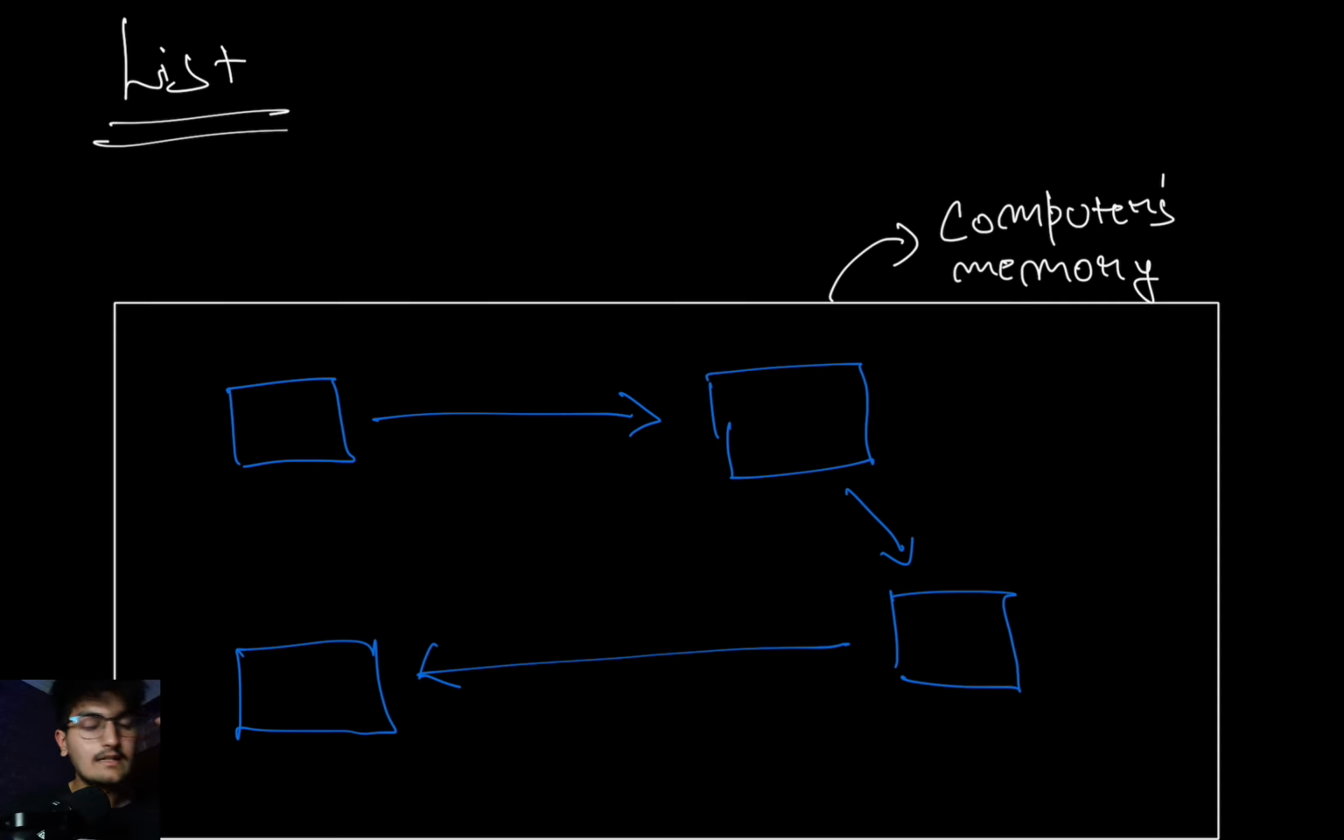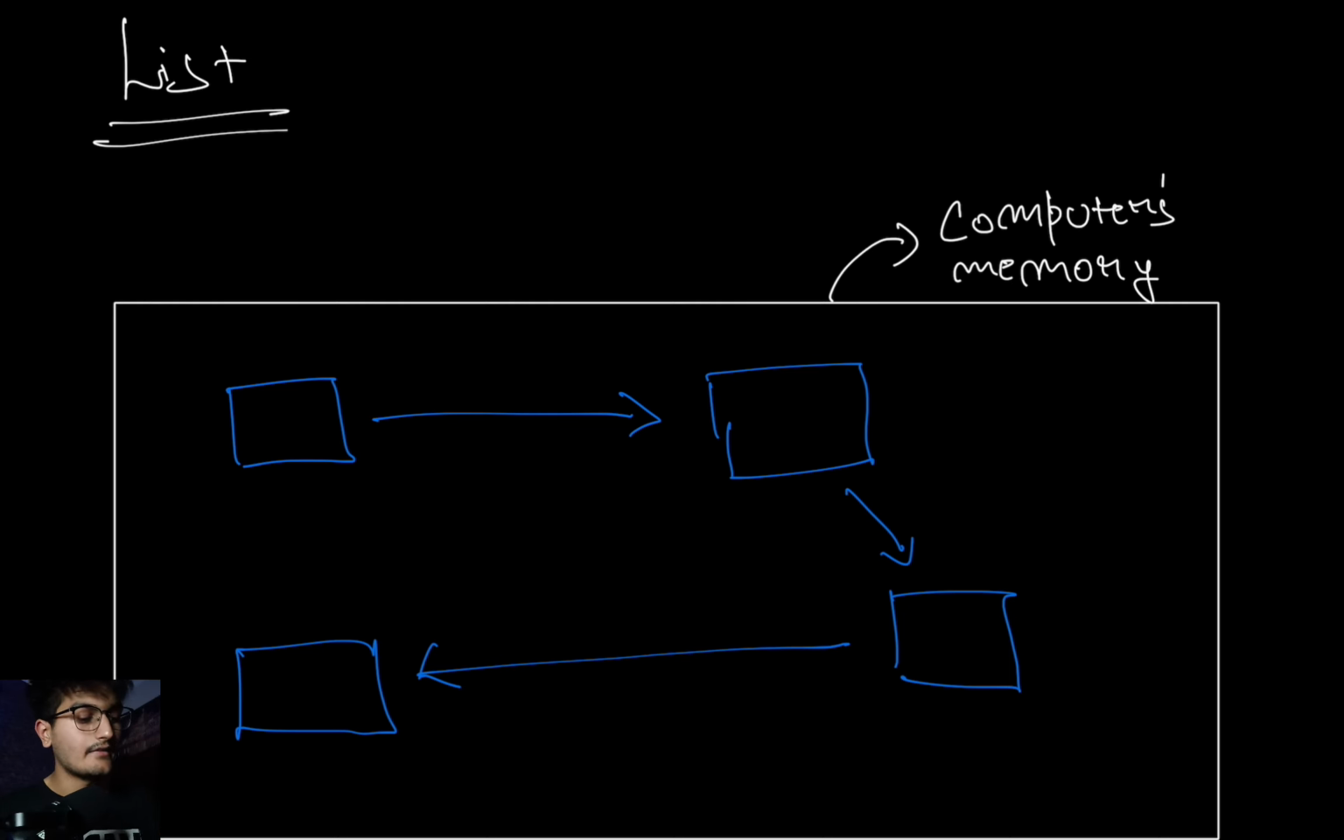A list is exactly the same as an array. It is used to store integers, characters, or any other data structure. It is basically a container just like an array. But the internal functionality of it is different from an array. An array is contiguous, whereas a list is not contiguous.